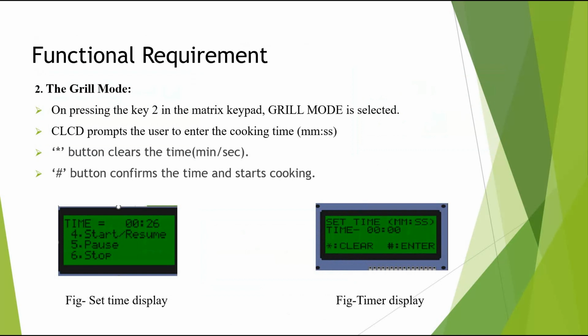Functional requirements of the grill mode. On pressing key 2 in the matrix keypad, grill mode is selected. The CLCD prompts the user to enter the cooking time. Star button clears the time, whereas hash button confirms the time and starts cooking.